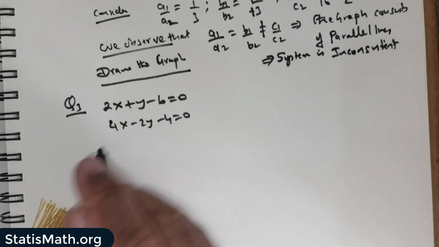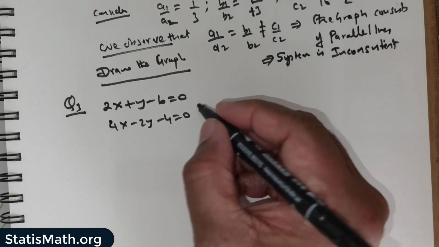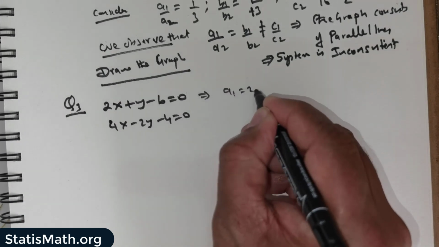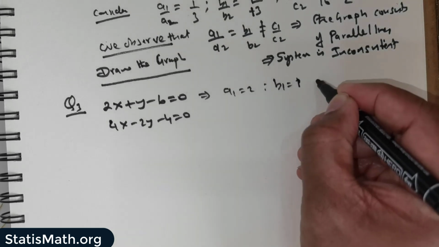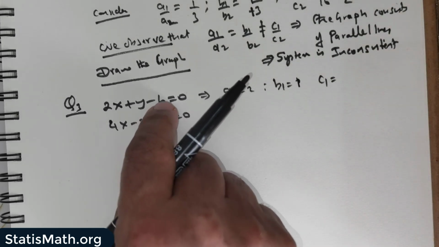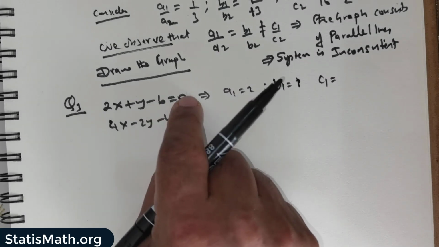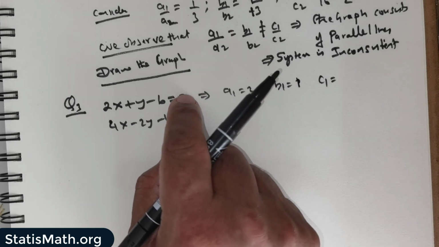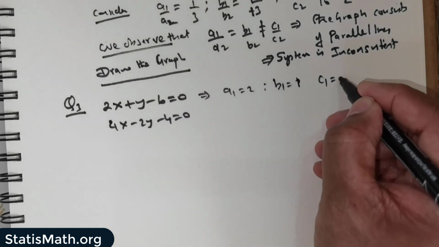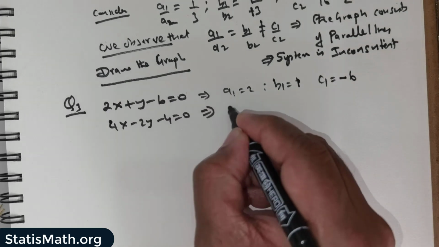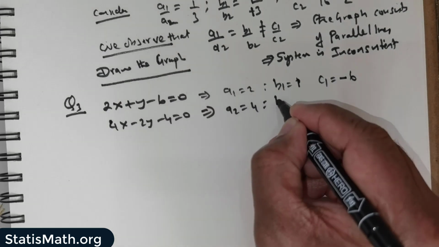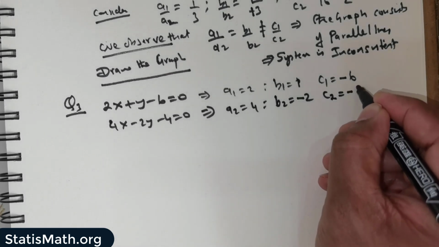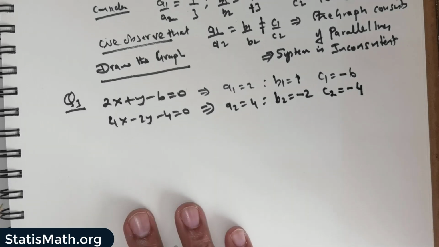So we will have to check if the system is consistent or inconsistent or dependent and consistent. From here I can write A1 is equal to 2, B1 is equal to 1, C1, I'm going to take C1 as negative 6, or if you move it over here it's going to be positive 6. Anyway, it doesn't matter. I'm going to take it just like that. C1 is equal to negative 6. From here A2 is equal to 4, B2 is equal to negative 2 and C2 is equal to negative 4. So this is what we've got.